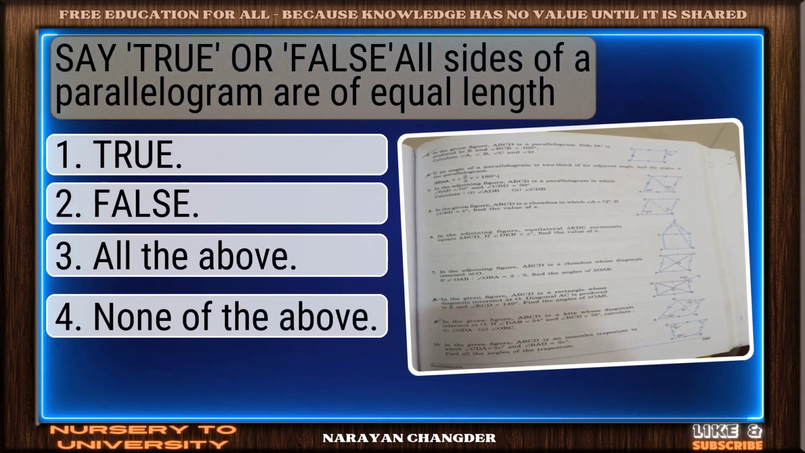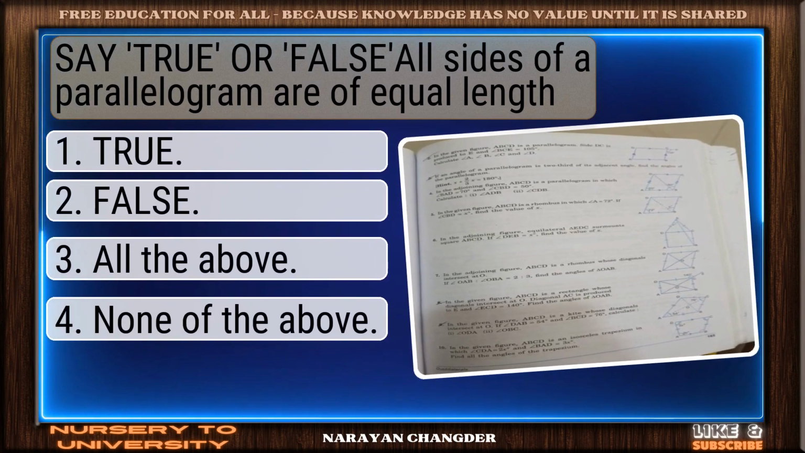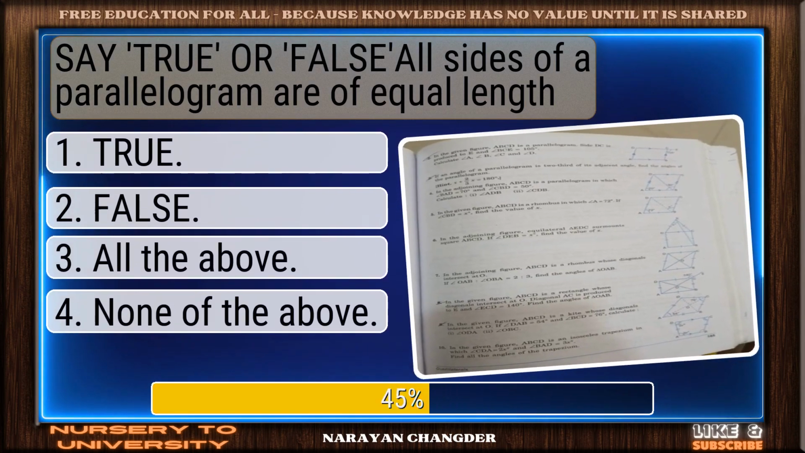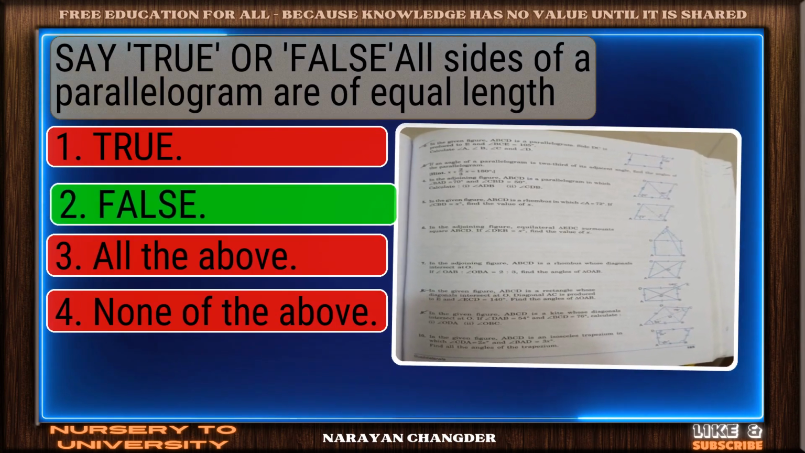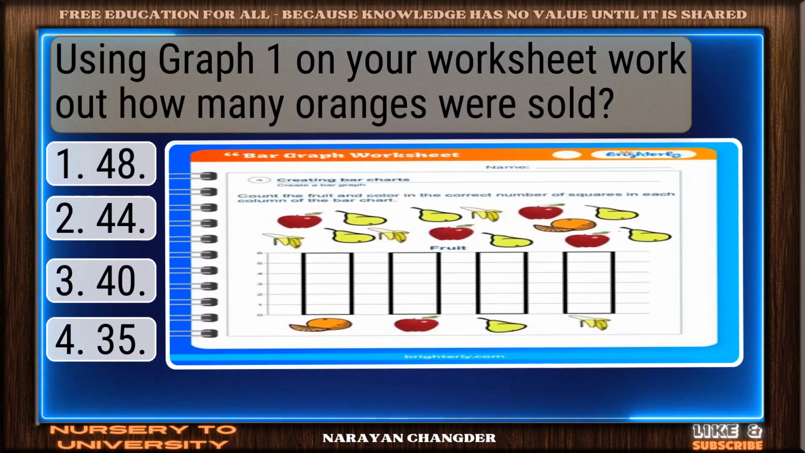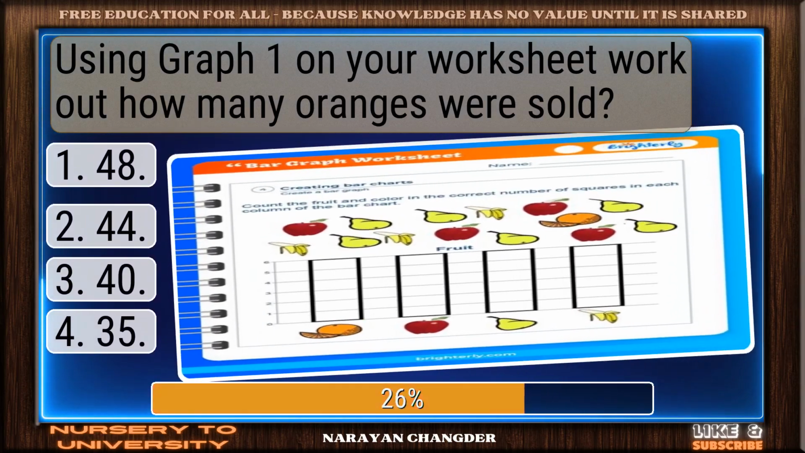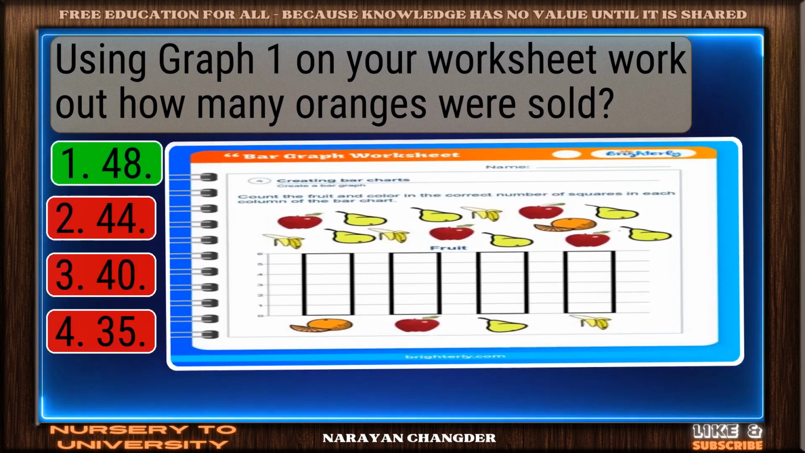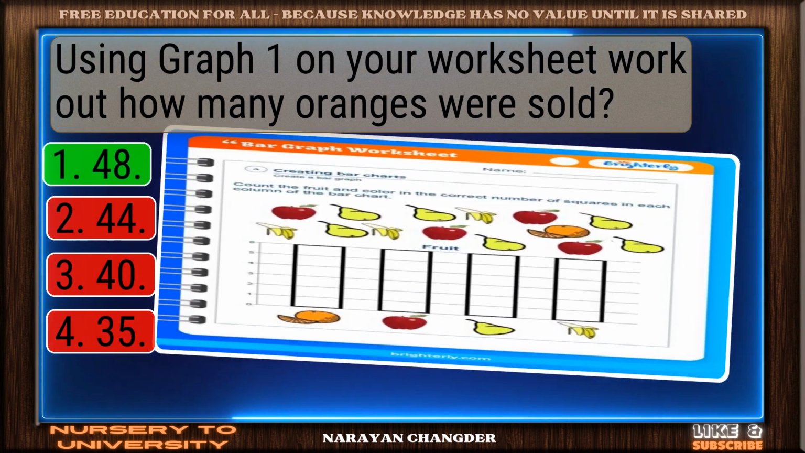Question number 78. Say true or false: sides of a parallelogram are of equal length. Perfect. False is the correct choice. Question number 79. Using graph 1 on your worksheet, work out how many oranges were sold. Well reasoned. 48 is the correct choice.